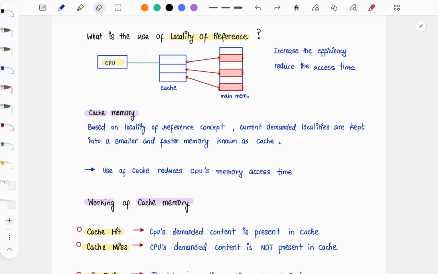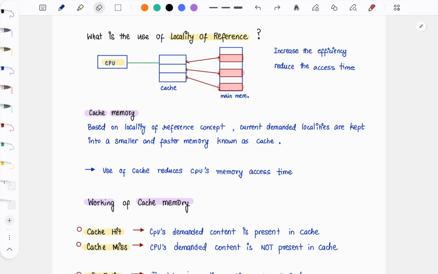Now talking about the cache memory, as we already know, these are the parts of the CPU which are very high speed memory, where the read and write thing happens at a very high rate. So this will increase the efficiency as well as reduce the access time if the data is already present in the cache. Now how does this cache work?